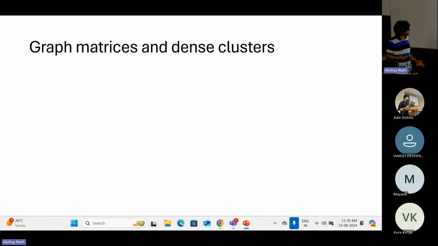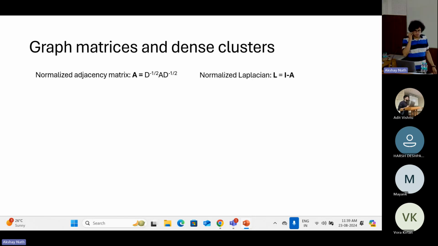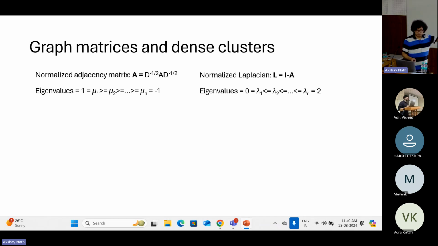I'll start with the outset where I say that the ideal dense cluster is a complete graph. When you look at graph matrices, there are two very popular matrices that come up: the normalized adjacency and the normalized Laplacian. The Laplacian is typically better behaved, positive semi-definite, and most people like the Laplacian more. However, in this talk, we will talk about the normalized adjacency matrix, and hopefully you'll see why we use this one instead. The eigenvalues here go from 1 to -1, and for the Laplacian this is flipped around, going from 0 to 2.